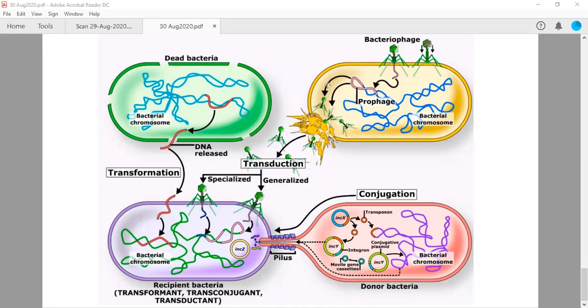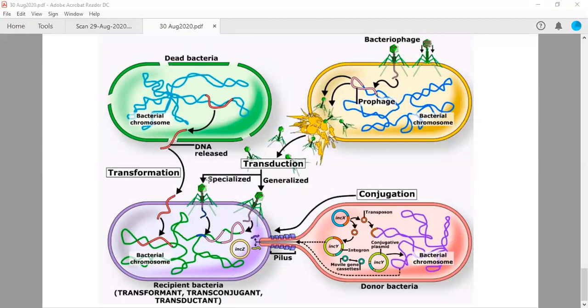So actually, I'm interested in transduction because we are discussing it right now. So during transduction, what will happen when this particular bacterial cell lyses? One of the bacteriophages will have the fragment of the bacterial genome, that is, the bacterial chromosome. And suppose this bacterial chromosome is blue in color, right?